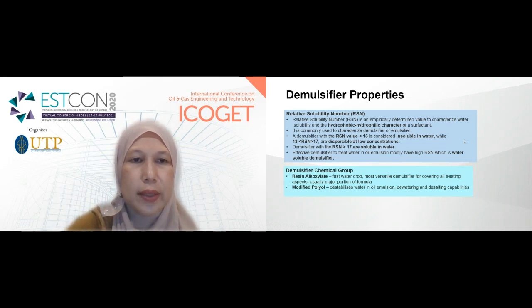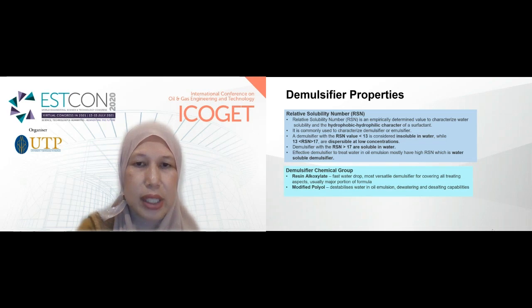For this study, we only covered two types of demulsifier chemical group, which are resin alkoxylate and modified polyol. From our study, resin alkoxylate is a fast water dropper and it is the most versatile demulsifier for covering all treating aspects, where we use this demulsifier as a major portion inside our demulsifier formulation. And the other group is the modified polyol, whose benefit is that it destabilizes water in oil emulsion since it has dewatering and desalting capabilities.